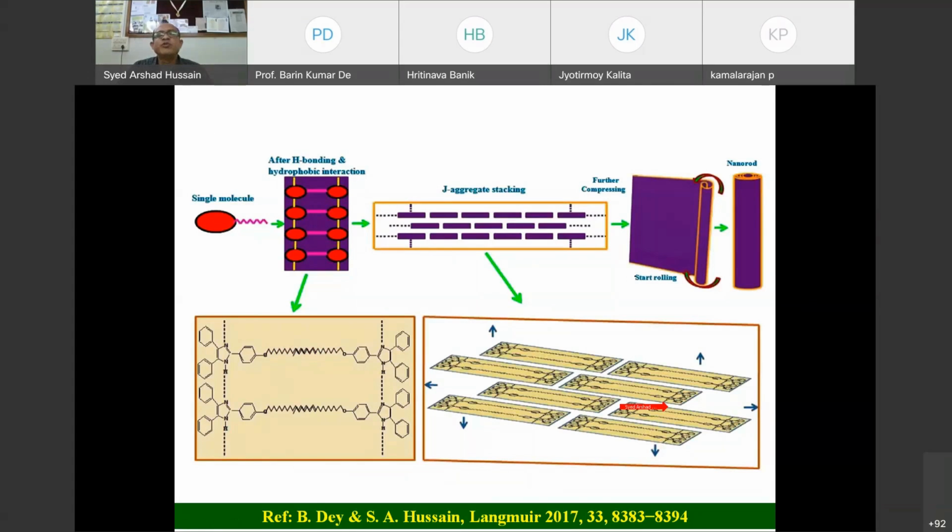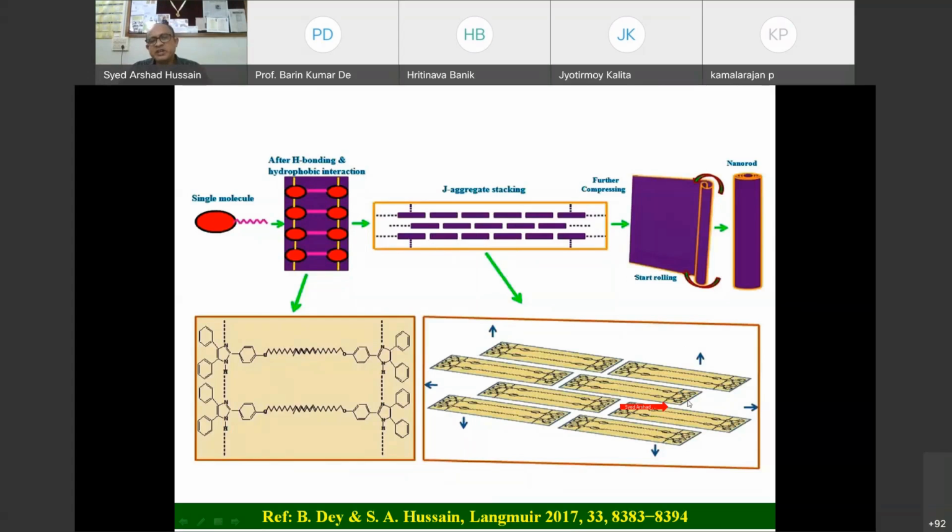Then these molecules form J aggregates. In J aggregates, molecules form stacking, a head-to-tail arrangement, and we have shown here a stacking of hydrogen-bonded molecules. And they form a big floating layer kind of thing.